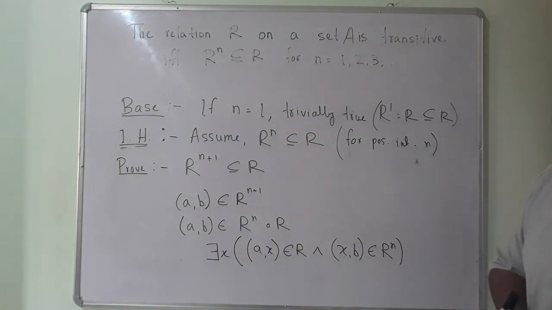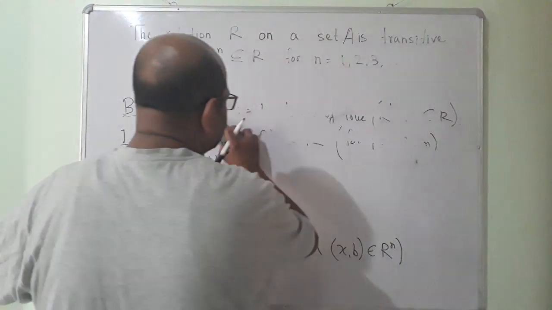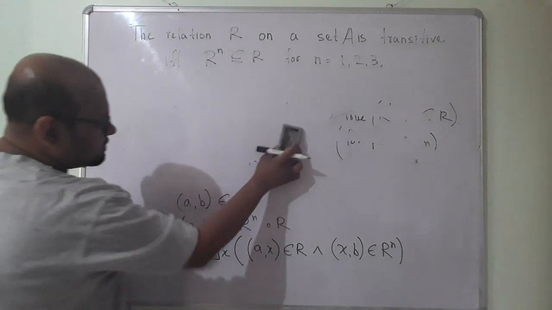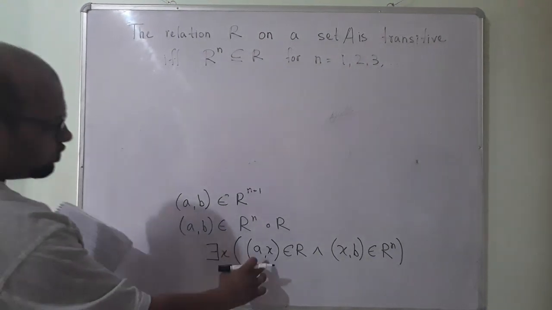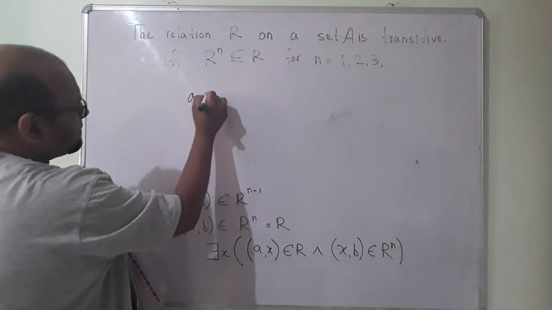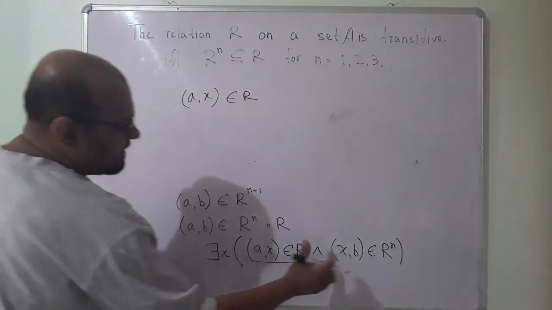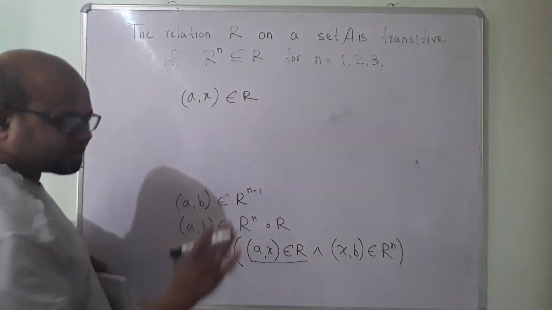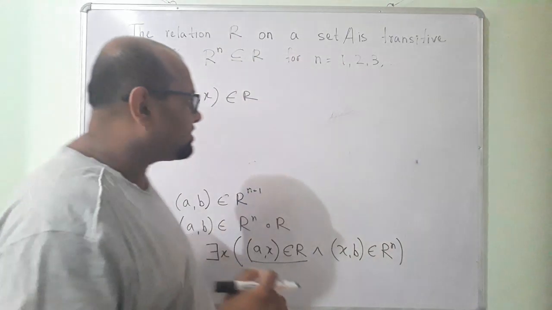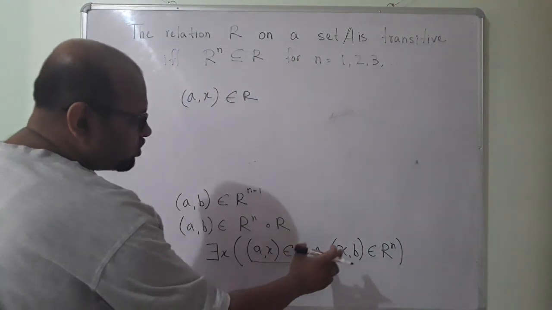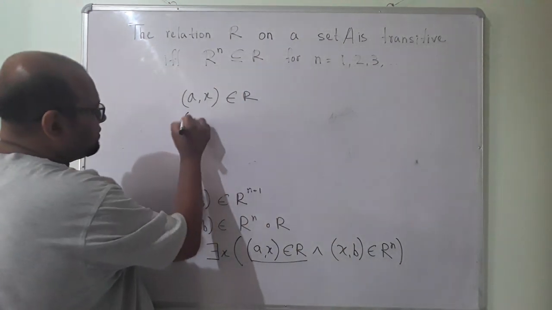Now, what do we know? What are all the things that belong to R? We know AX belongs to R. We know this from here. And since R^n is a subset of R, that we had in our inductive hypothesis, that was the assumption in the inductive hypothesis, so R^n is a subset of R, so this also belongs to R.